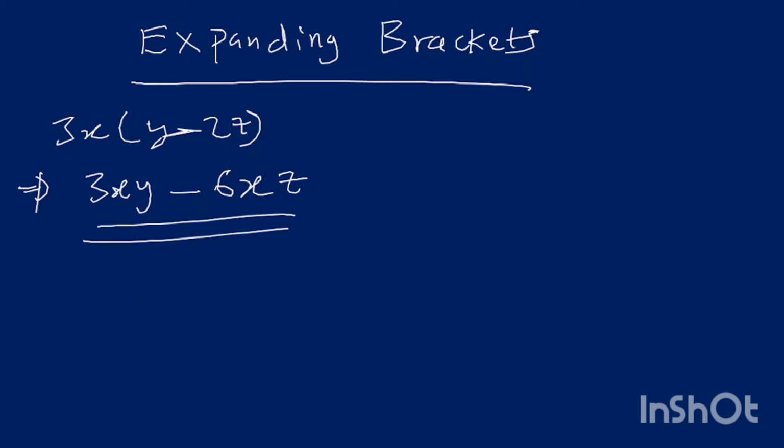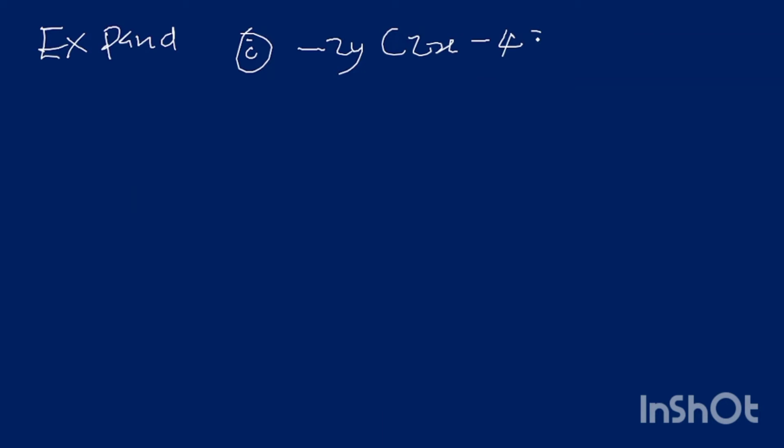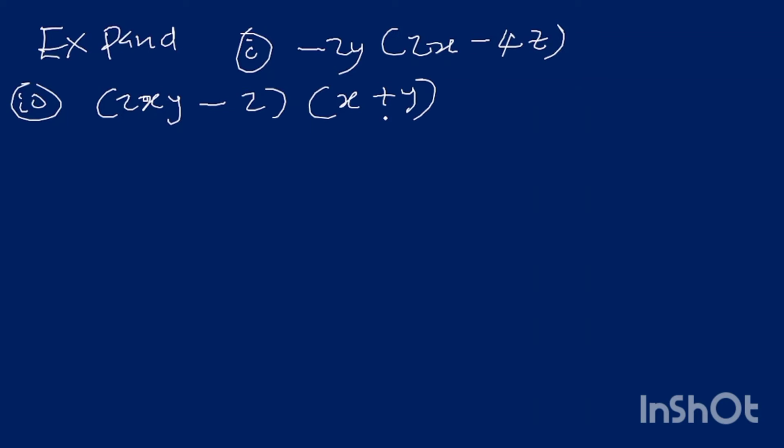So let us look at more questions. The questions here say expand the following. The first one we're going to expand is −2y into (2x − 4z). I'm going to solve just the first. And then the second one we're going to look at is 2xy − 2 into (x + y).